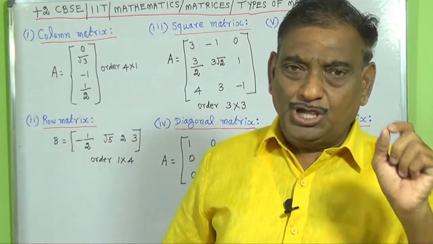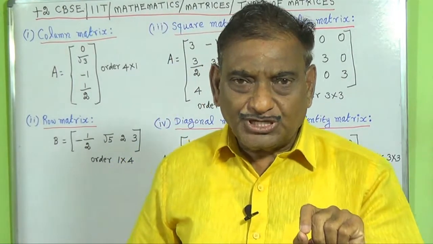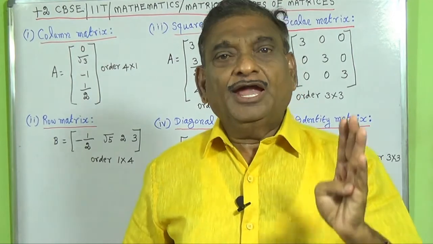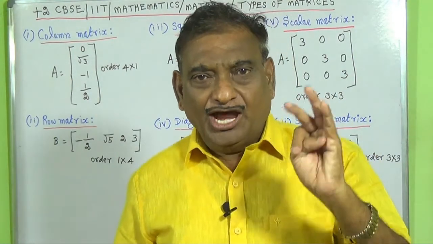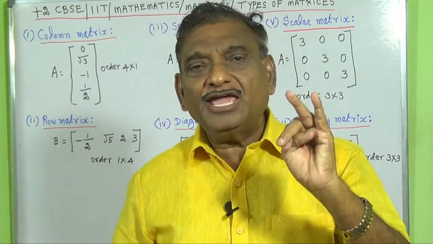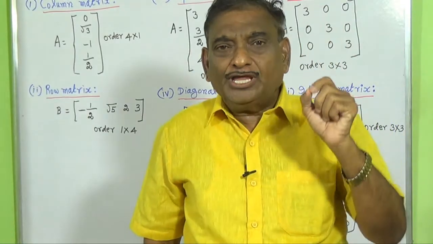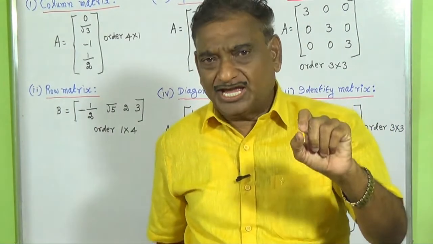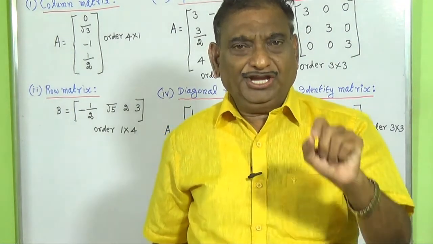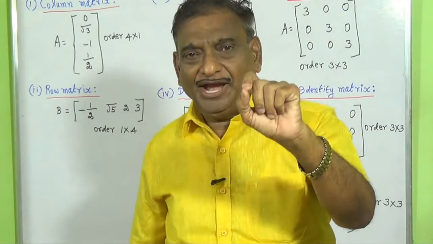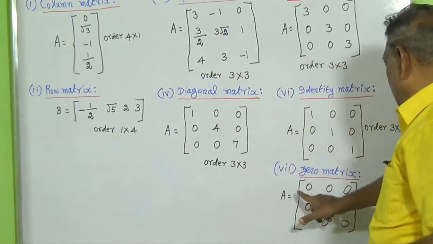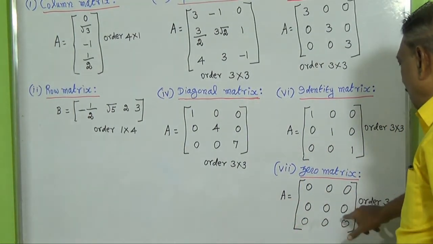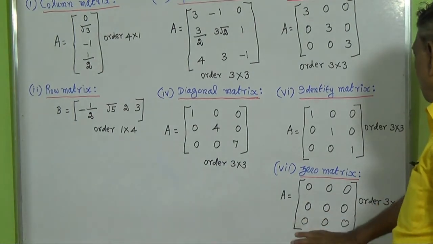Number of rows should be equal to the number of columns in order to satisfy the square matrix, diagonal matrix, scalar matrix and identity matrix. If all the elements of the matrix are 0, that matrix is called a 0 matrix. It is also called null matrix. That is 0 matrix A. There are 3 rows and 3 columns. All the elements are 0.